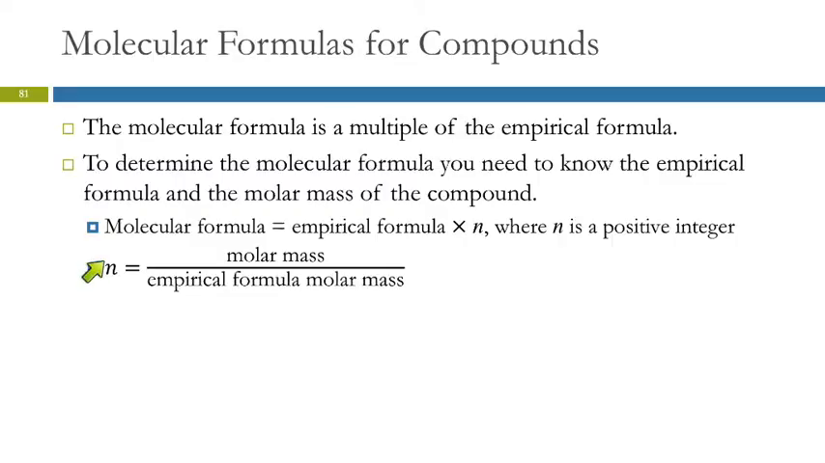So to find out what n is, we take the molar mass of the compound. That would have to be given to you in a problem. And we divide it by the empirical formula's molar mass. So it may be a long, involved problem where they make you calculate the empirical formula. Or it may be a shorter problem where you're given the empirical formula. You use that formula, calculate the mass of that formula, and you divide. And this should give you a whole number.